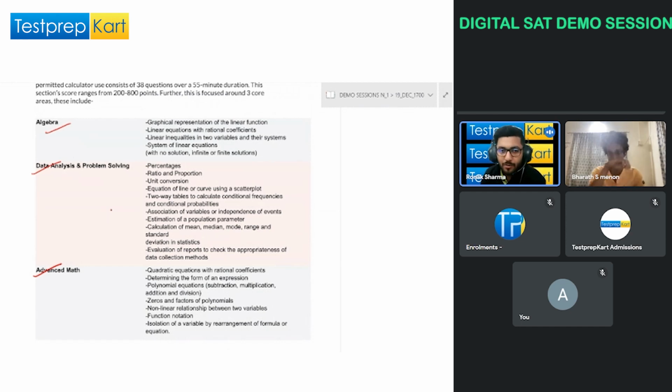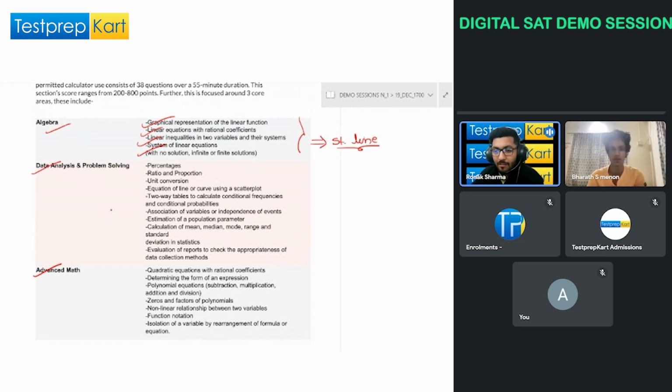So in algebra, we think that there should be the equation solving part, but that is already expected from us. What they have done in the algebra, they have put some topics of geometry, to be very honest, because here you can see that all these topics are based on the straight line topic. You have studied straight line before? Yeah. Okay. So if we talk about straight line, definitely it is all about the linear function. So you can see graphical representation of linear function, linear equation with rational coefficient, linear inequalities, then system of linear equation. So everything is under the umbrella of straight line. So we need to have a very solid understanding of the straight line topic.